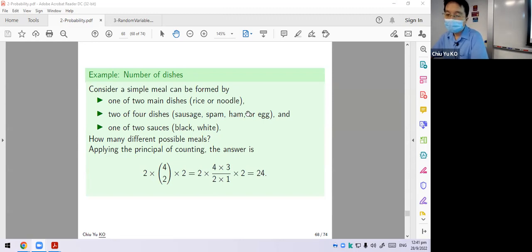In that case, you can easily see that because it's a bowl of dishes, you don't really distinguish whether you have sausage first or ham second, because they're always put in the same plate or bowl. Whether the sausage is on the left-hand side or the ham on the right, because the bowl is a circle, you can just rotate. So we don't really think they are different. That's why you choose dishes: 2 out of 4 ingredients, so 4C2, and multiply by 2. And 4C2 is just 4 times 3 over 2 times 1. That gives you 24.